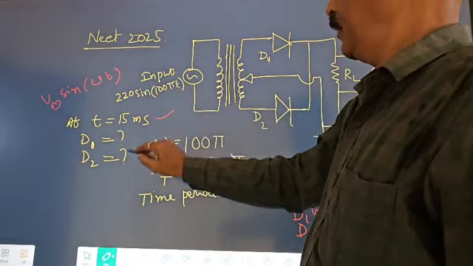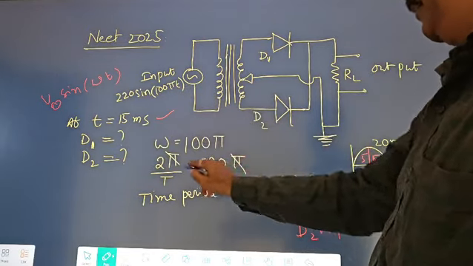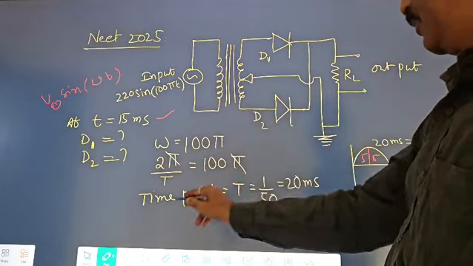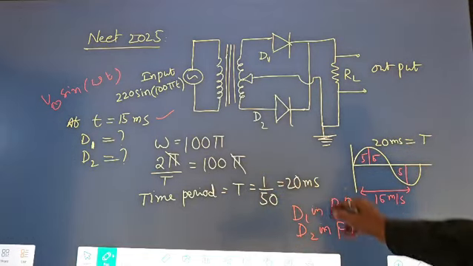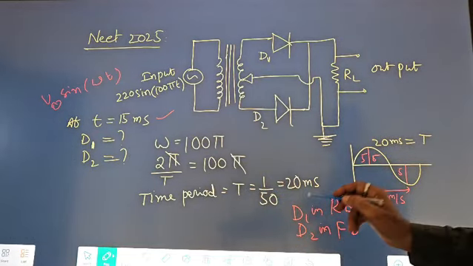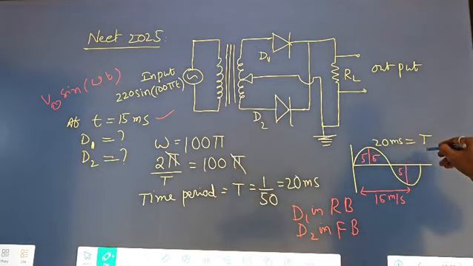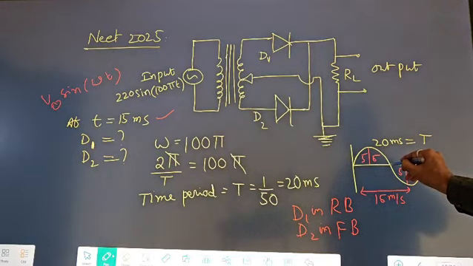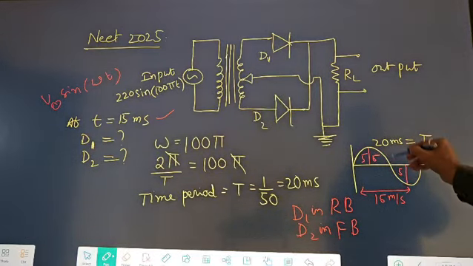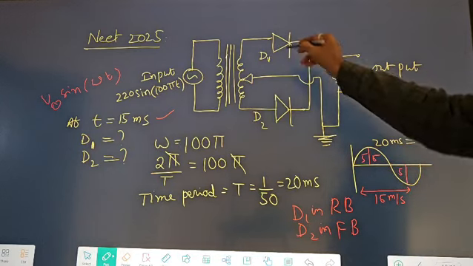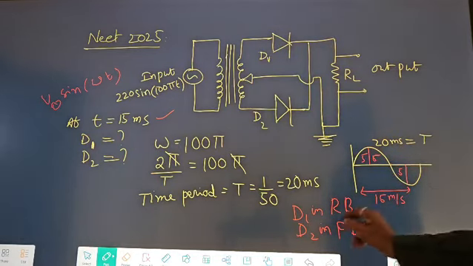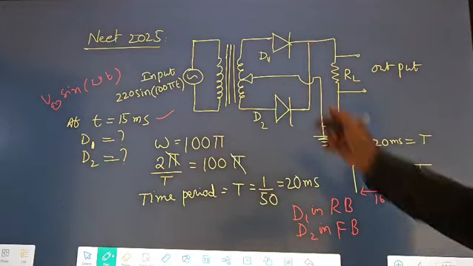So compare it, omega is 100 pi, so 2 pi by T is equal to 100 pi, cancel it, the time period is 1 by 50, that is 20 milliseconds you will get, but asked for only 15 milliseconds. So the total time period is 20, so up to this 10, then remaining 5, it came down. That means D1 is reverse bias, D2 is forward bias. This is NEET 2025. So I am stopping here this session.